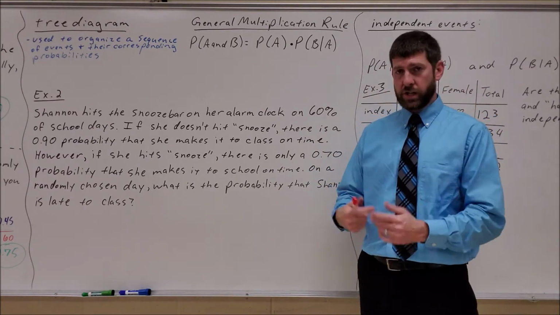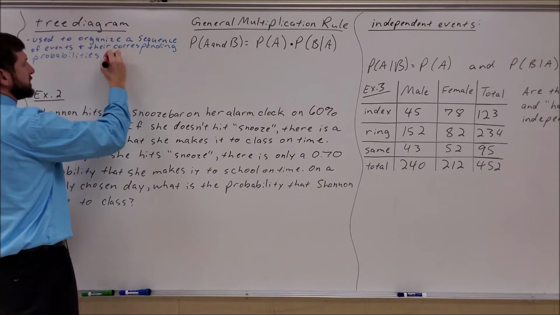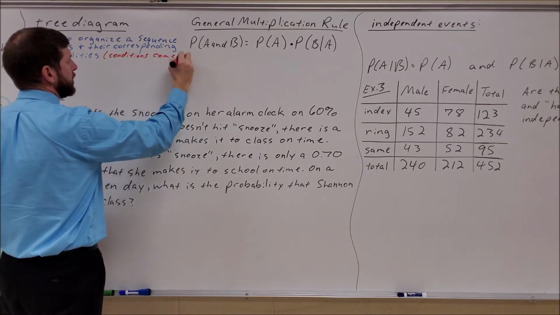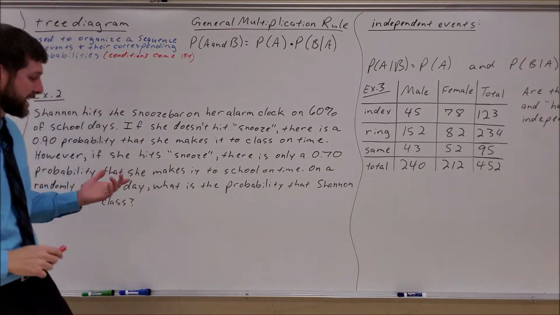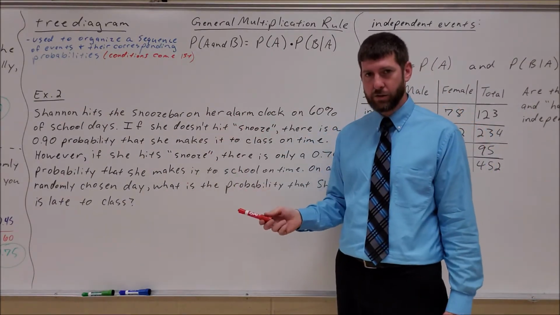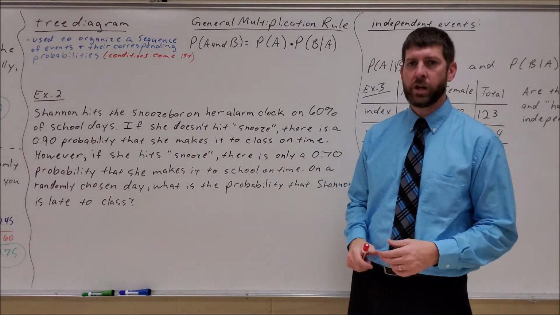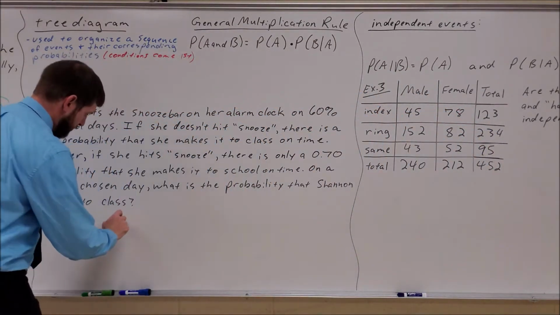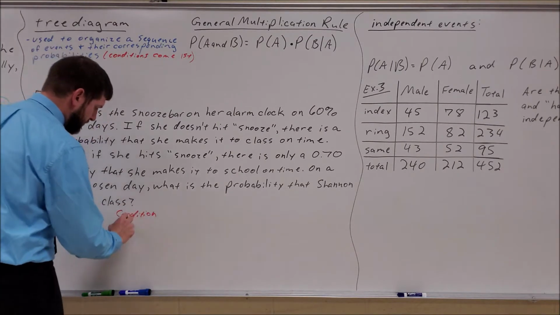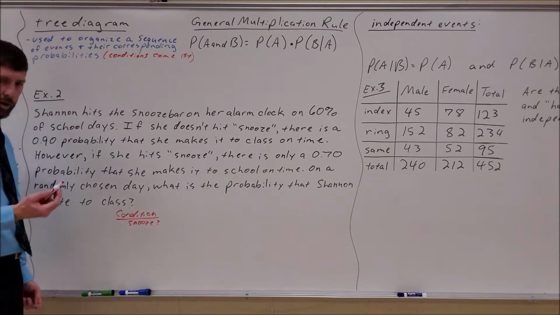So we need to know what comes first out of all of this. You're always going to put your conditions first. We're going to organize a sequence of events, and conditions come first. So what is the condition in this problem? That's the if. If she hits snooze. If she doesn't hit snooze. If that one thing happens, what follows is going to be the late or on time. So our condition in this case, which is going to come first, is whether or not she hits snooze, correct? Whether or not she hits snooze.